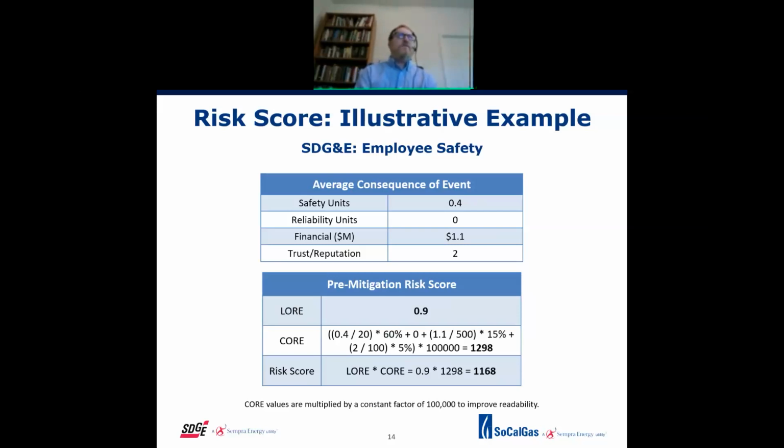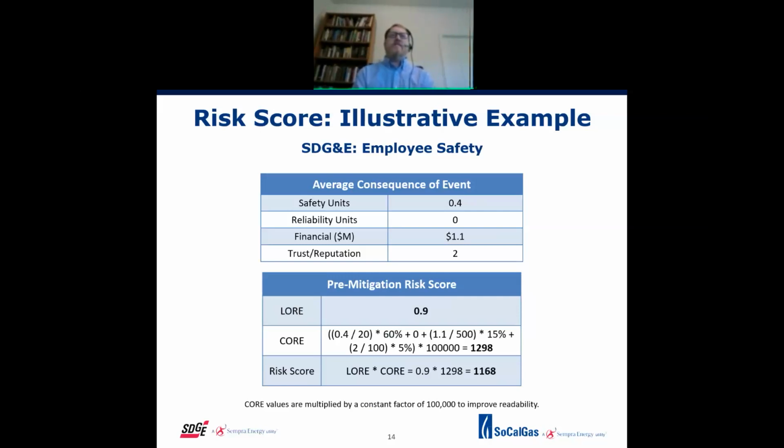And it also calls for looking at the average of that. We all know that every single event isn't the same. There's a wide range of how employees could get hurt, but this is the average or the expected value of that. So in settlement agreement parlance, this is called the core.